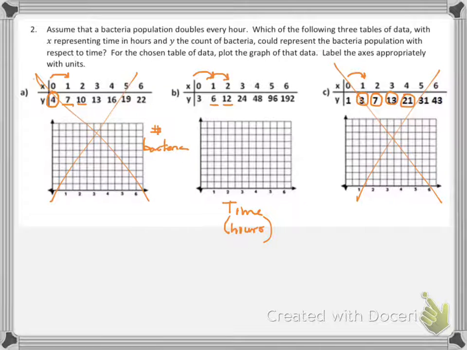Okay, scoot that in there. And then I need a scale. I've got a scale for my x-axis, but I need a scale for my y. So here's how I'm going to calculate that out. My biggest y value is a 192.